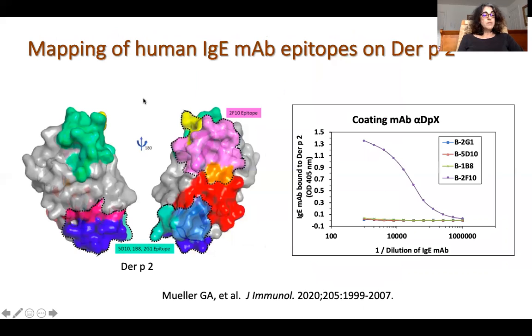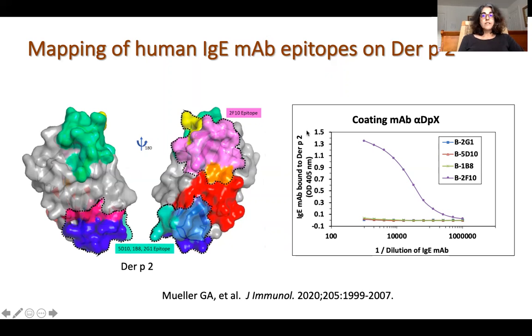Using this human hybridoma technology, 4 IgE monoclonal antibodies against DERP2 were isolated from 2 allergic subjects. DERP2 was selected as the model system because of its relevance as a major allergen from the house dust mite. In the study shown here, we used NMR to map epitopes on the allergen. On the left, you can see a unique epitope that was identified for 2F10 IgE monoclonal antibody, shown in purple, that is far from the area where the other 3 IgE monoclonal antibodies bound.